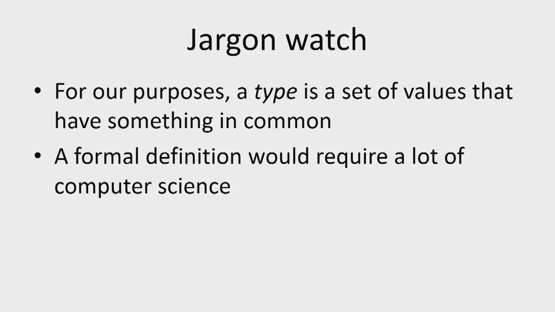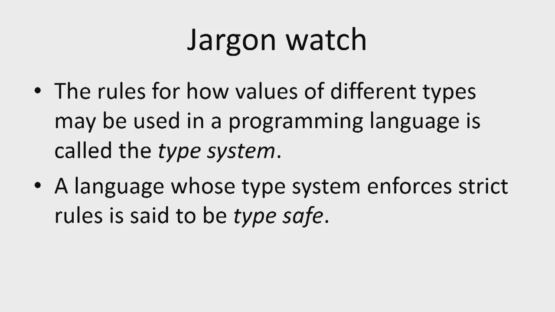So for example, all of the integers are a type. All of the strings are a type. The rules for how different types interact with each other in a programming language is called the type system of the programming language. And the language whose type system enforces strict rules is said to be type safe. So rather than try to get a formal definition of what a type is, I would rather just say the purpose of a type is it helps you understand your program, and it helps you automatically find bugs in your programs by preventing errors that would violate type safety.